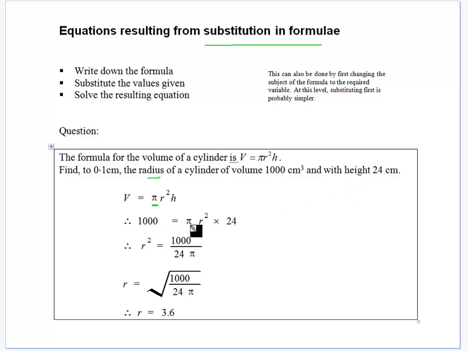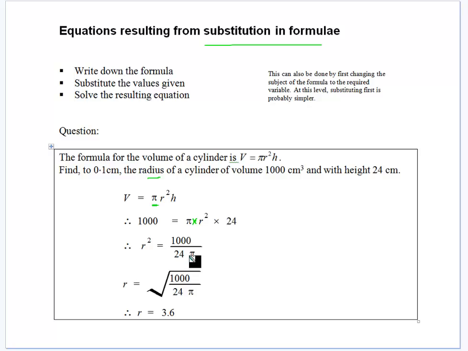So if we've got that situation, we substitute our values in. We get 1000 is equal to pi times r squared times 24. So what do we do? Well, that's pi, that's times r squared. So we divide by 24, we divide by pi on both sides, because that would cancel it on this side and does the division there.